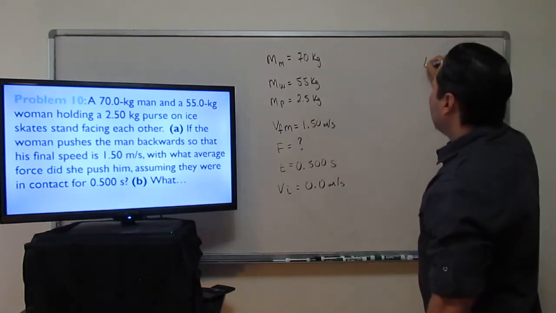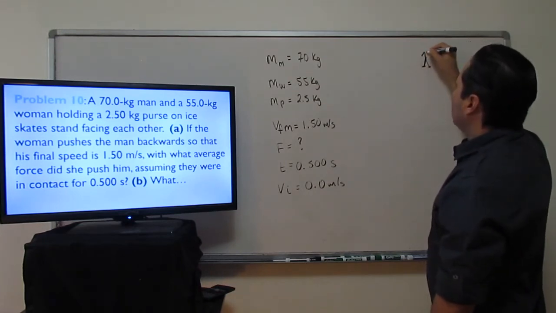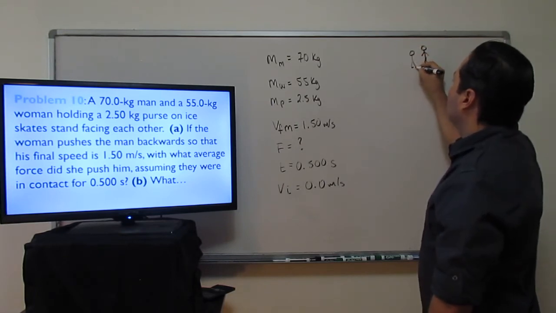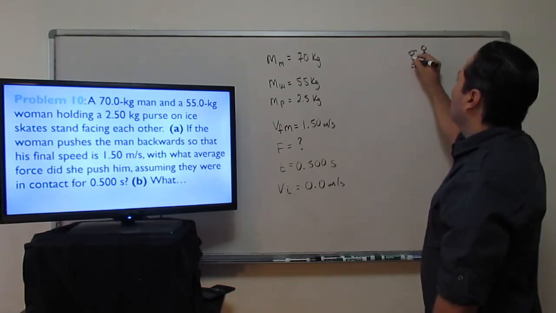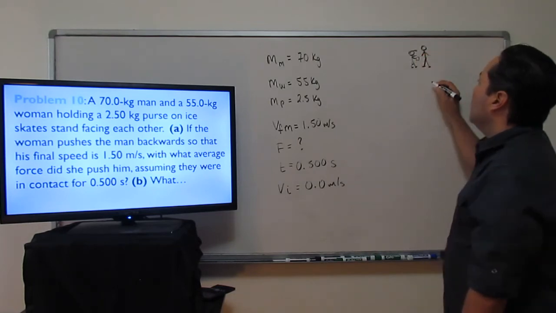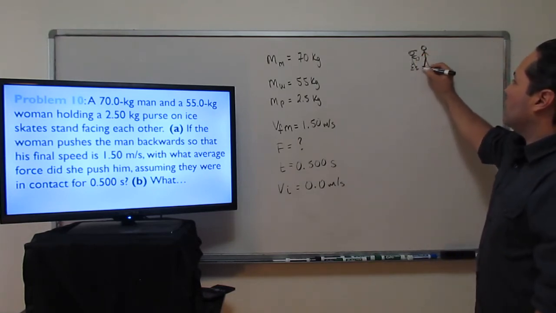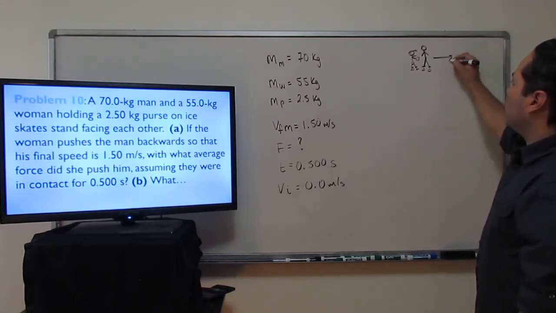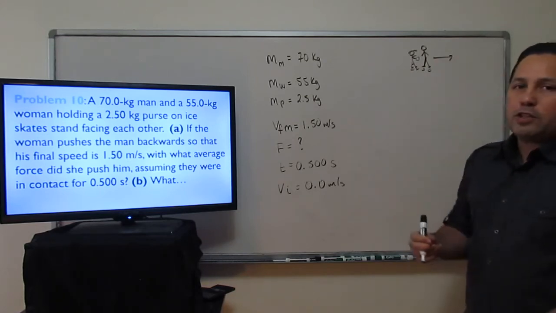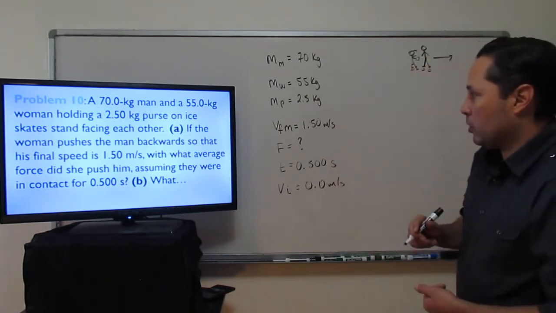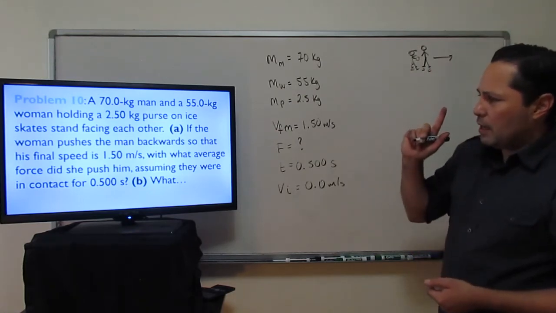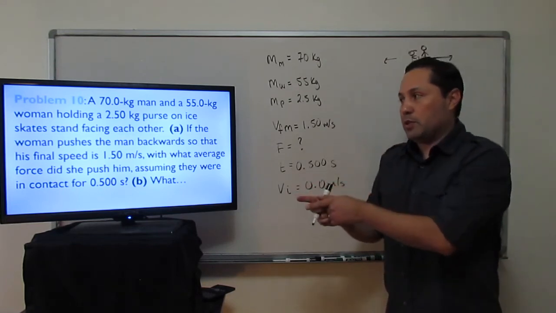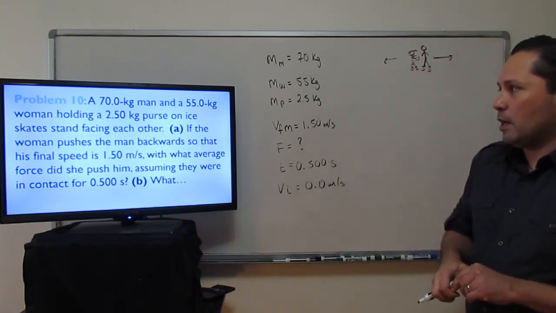All right, let's do a quick diagram. So here's the man. Here's our woman. She pushes. There's the purse. They are on skates. So he's going towards my right, which is positive. So the final velocity for the man, 1.5, is positive. I believe in part B they're going to ask us what's the velocity of the woman. That was going to be negative because it's going in the opposite direction. Alright, so let's go ahead and work this out.